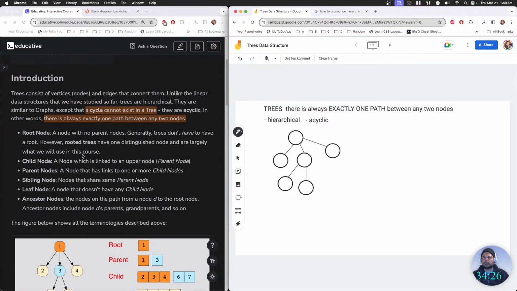Alright, so these are some words that we should add to our vocabulary.